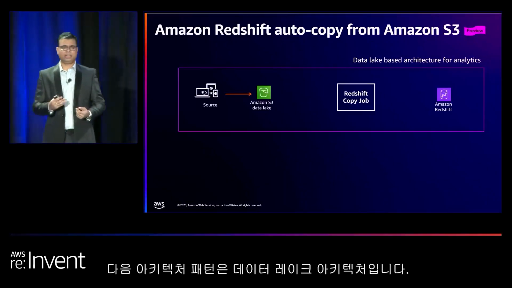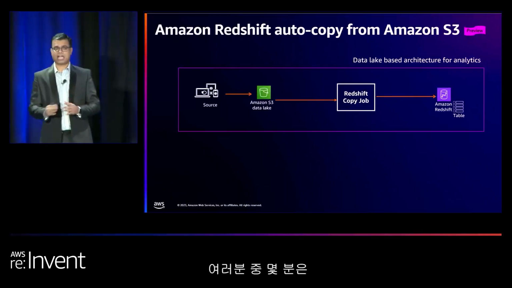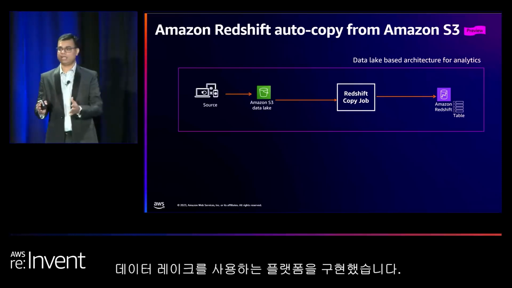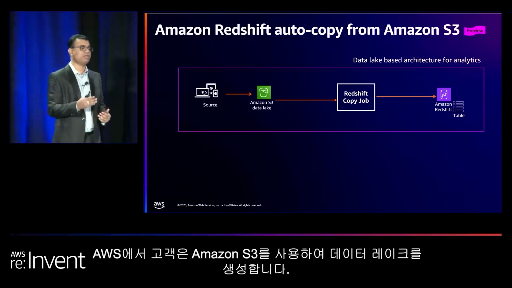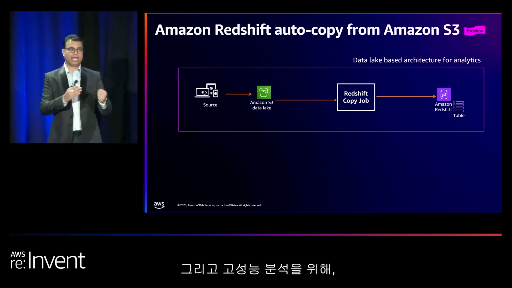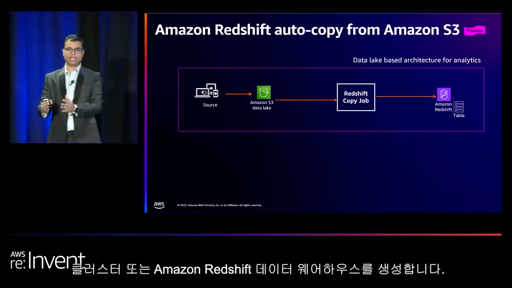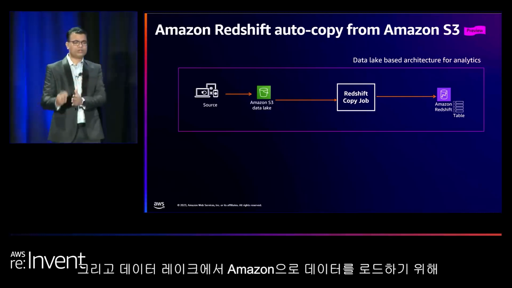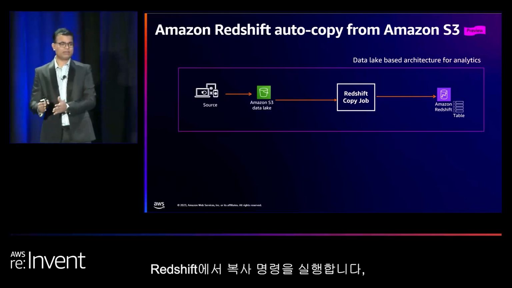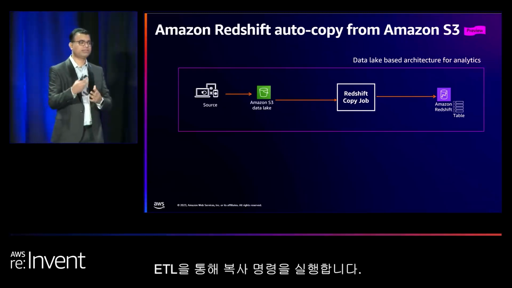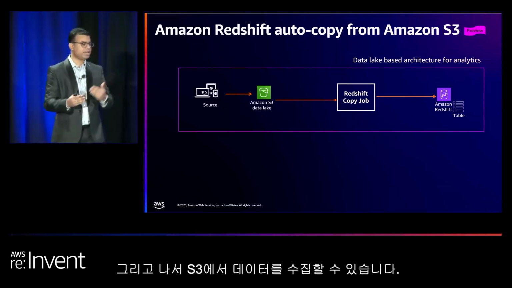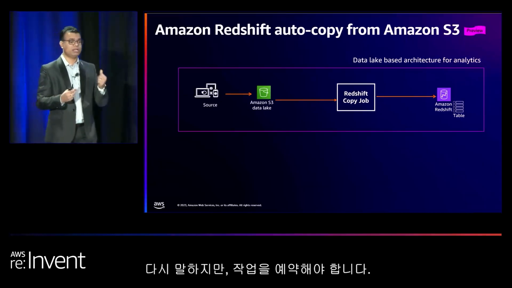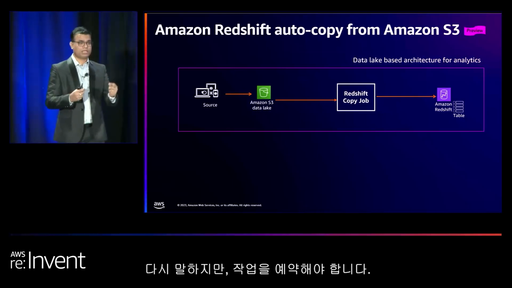The next architecture pattern is a data lake architecture. I am pretty sure several of you would have implemented a platform that uses a data lake. At AWS, customers use Amazon S3 to create a data lake, and then for high performance analytics, they create an Amazon Redshift data warehouse, either the cluster or the serverless. And in order to load the data from the data lake to Amazon Redshift, they run Redshift copy commands through the ETL, and then they are able to ingest the data from S3 to Amazon Redshift via scheduled jobs. So again, you need to schedule jobs.